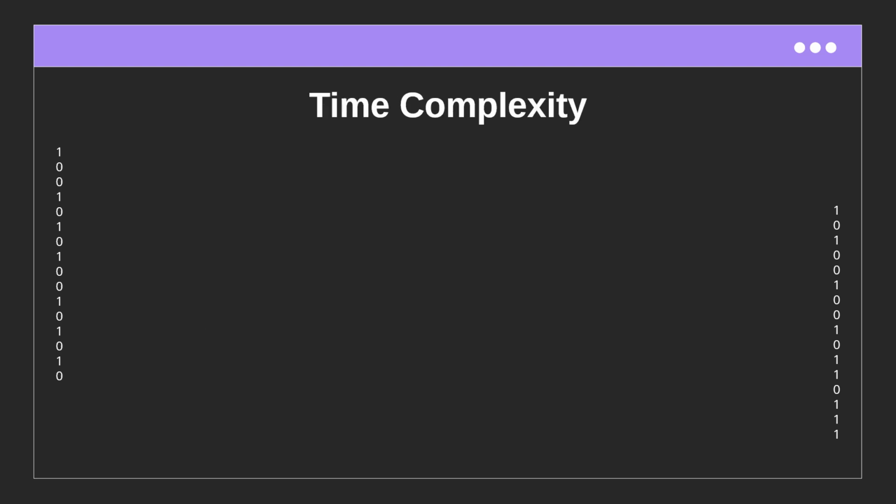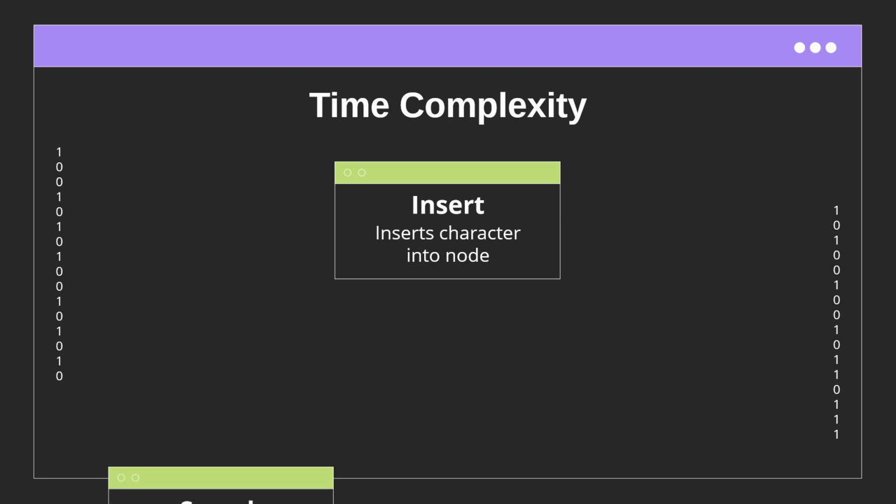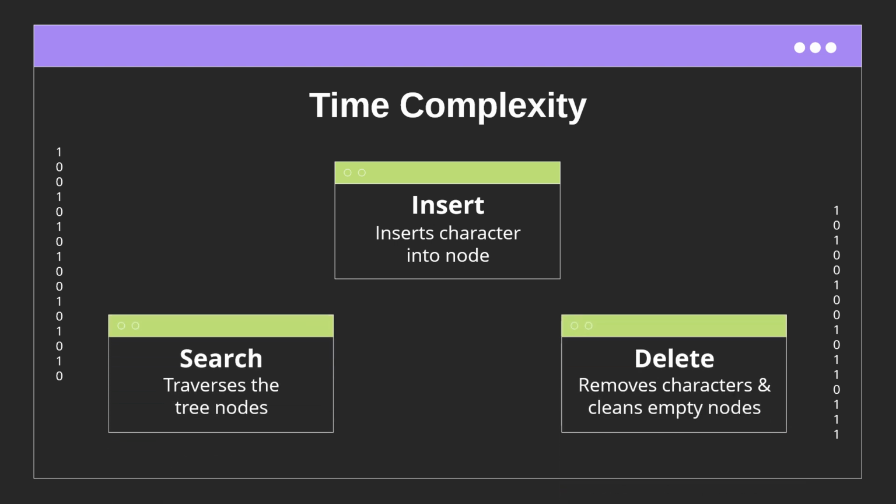Now we explain the time complexity of trie operations. In a trie, most operations like insertion, search, and deletion run in O(M) time, where M is the length of the word. This is because we only need to traverse each character one by one, no sorting or hashing required. For example, inserting car goes from the root to C, A, R, so the time taken depends on the length of the word, not the number of words in the trie.